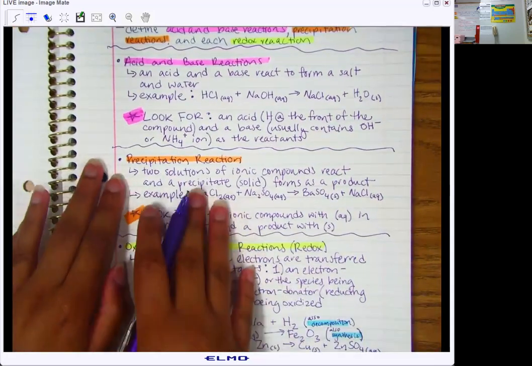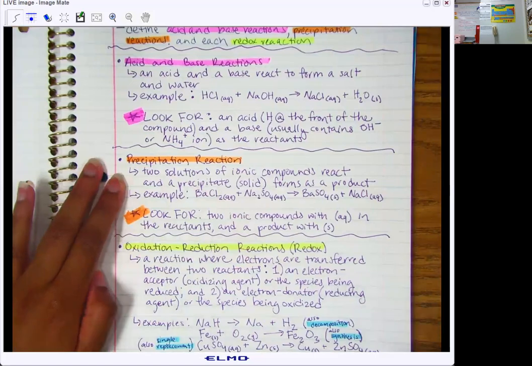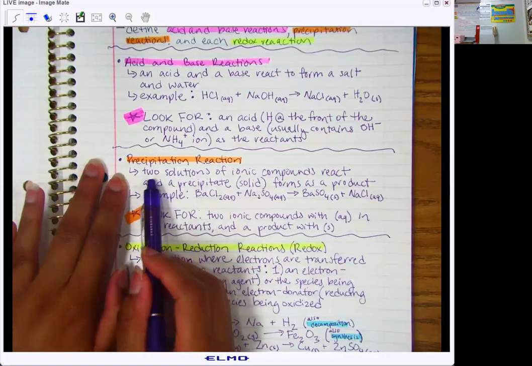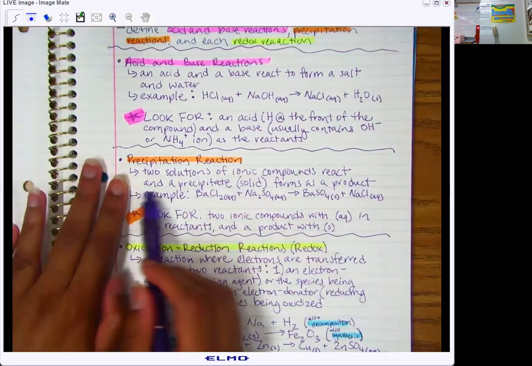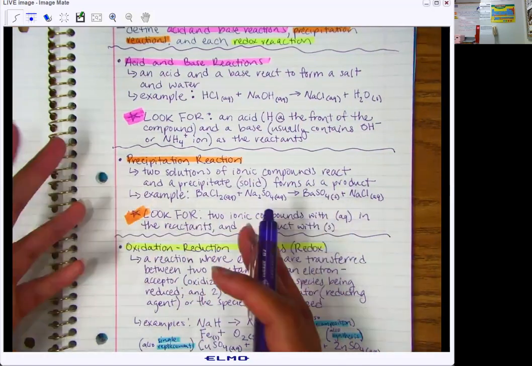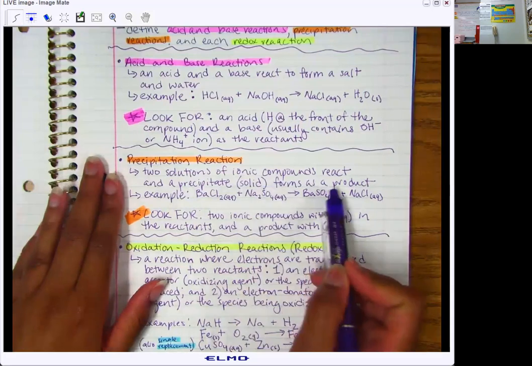For precipitation reactions, this is anytime we have 2 solutions of ionic compounds that react and a precipitate, a solid that falls out of solution, is formed as a product.